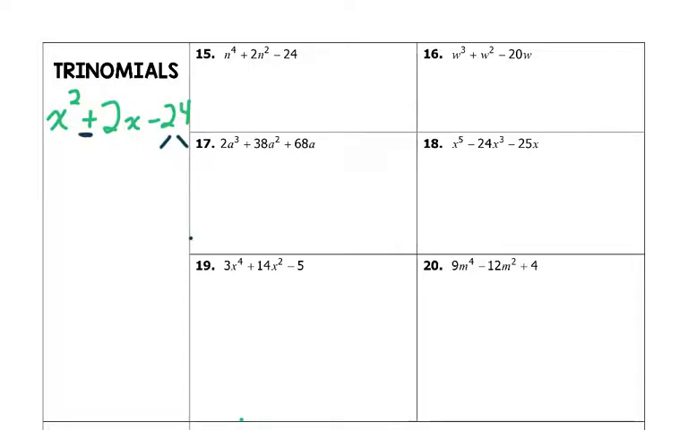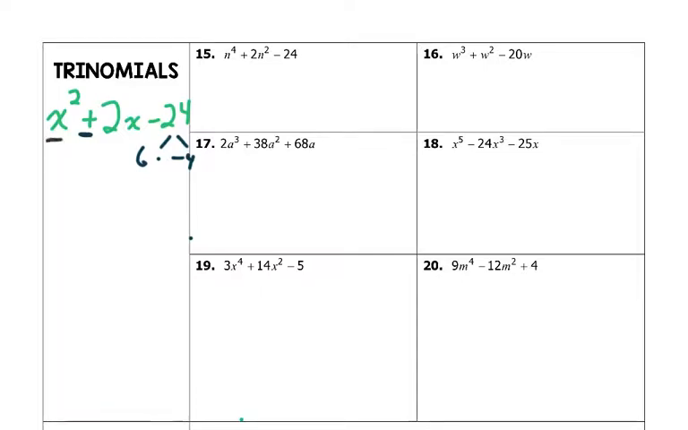It's negative 24, so we need one positive factor and one negative factor. When you multiply a negative times a positive, you get a negative, right? And to figure out which sign will be bigger, you look at this middle term here, all right? So 6 and 4. We have 6 times, and it's going to be a negative 4, as I said, all right? 6 times negative 4. When you add those together, 6 plus negative 4, you get 2, all right? So those are our two factors.